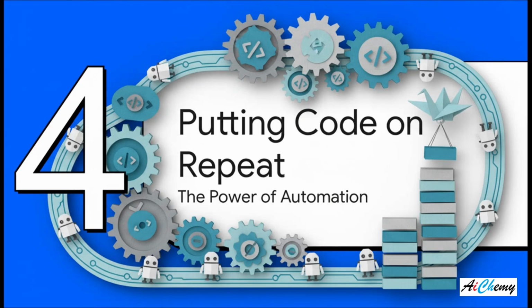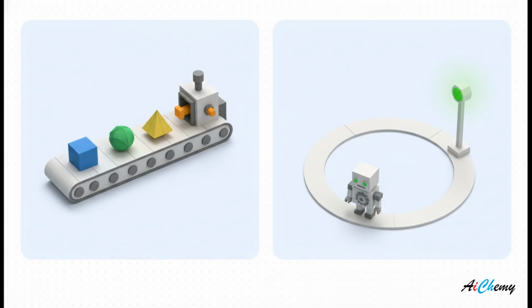So making one decision is cool, but the real power, the thing that makes programming so amazing, is automation. It's doing things over and over and over again without having to write the code every single time. And to do that, we need loops. Now, there are two main kinds of loops you're going to use. A for loop is your go-to when you know exactly how many times you need to do something. Like, for every single item in this list, do this. A while loop is for when you don't know how many times. You just want to keep doing something as long as a certain condition is still true.